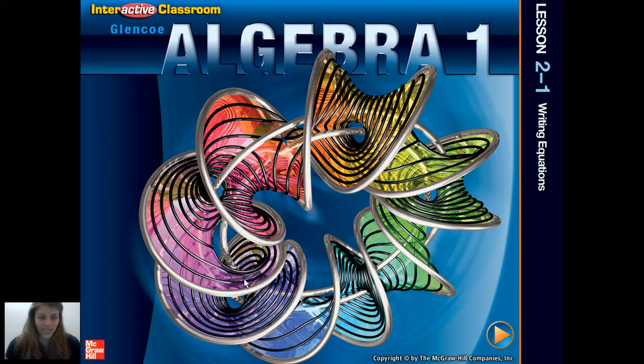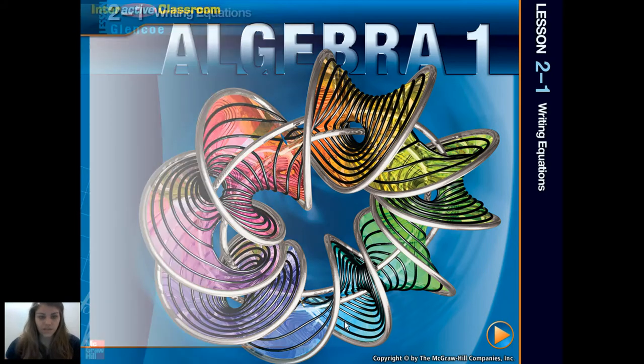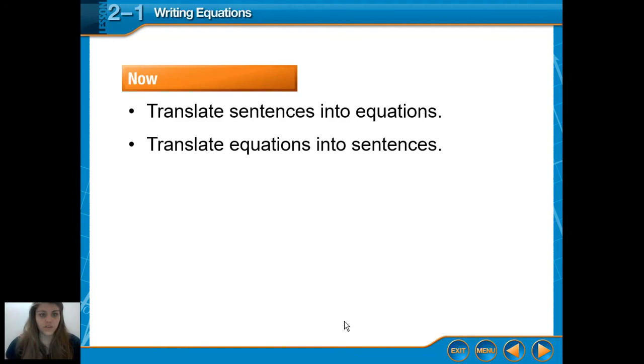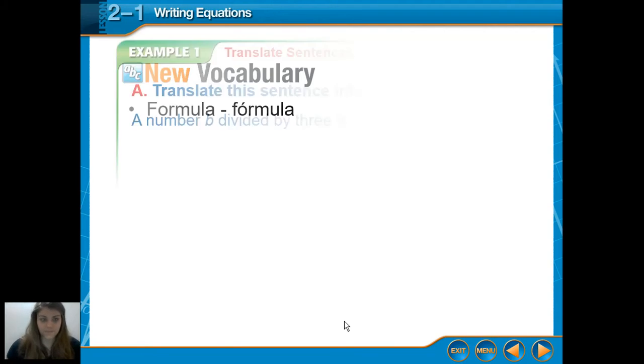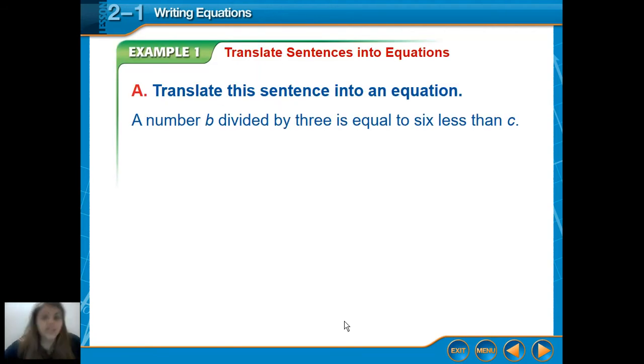Okay, so today is our first at-home video lesson. Today we're talking about lesson 2.1, which is writing equations. In this lesson, you should be able to translate sentences into equations and also translate equations into sentences. Our vocabulary for this section is just formula. Okay, so we want to be able to translate a sentence into an equation.